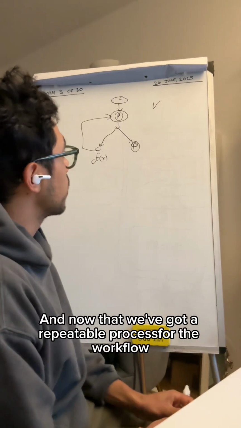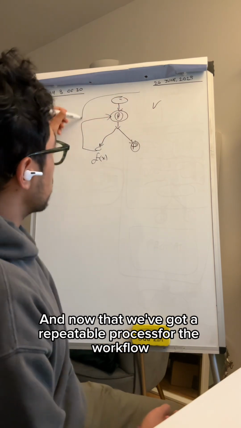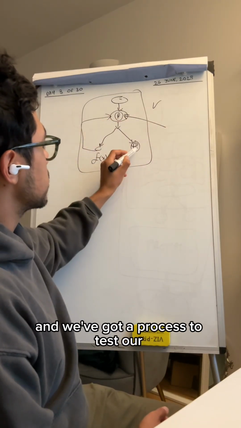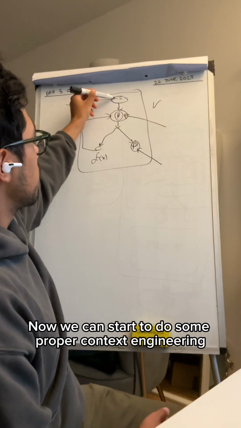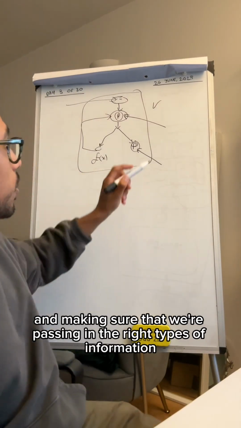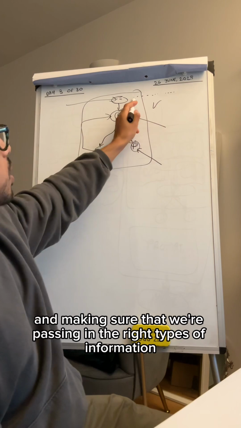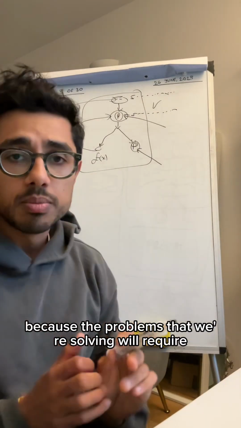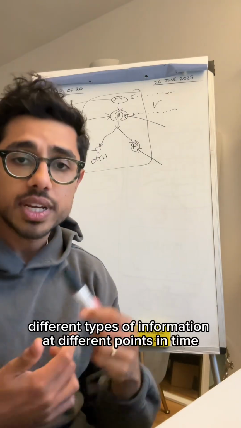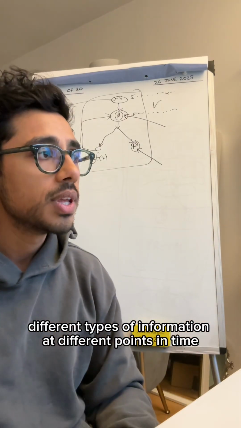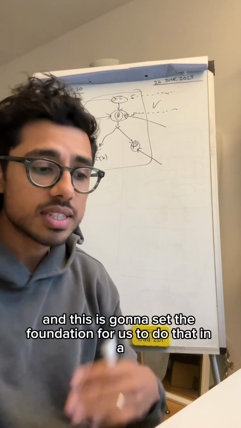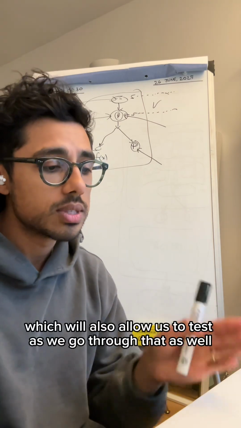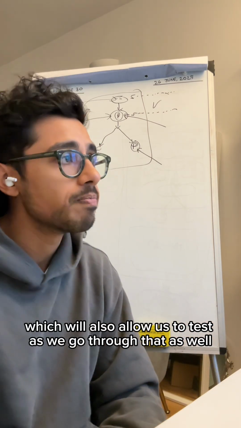And now that we've got a repeatable process for the workflow, and a process to test it, we can start to do some proper context engineering and make sure that we're passing in the right types of information at different parts of the process. Because the problems that we're solving will require different types of information at different points in time. And this is going to set the foundation for us to do that in a scalable way, which will also allow us to test as we go.